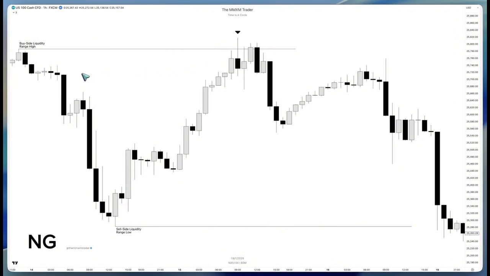Looking at a lower time frame now. Those were daily examples. Let's look at this on a lower time frame range. Hourly range high, hourly range low. Okay, we run up above the range high. This is in recent NASDAQ price action where we've been dropping.